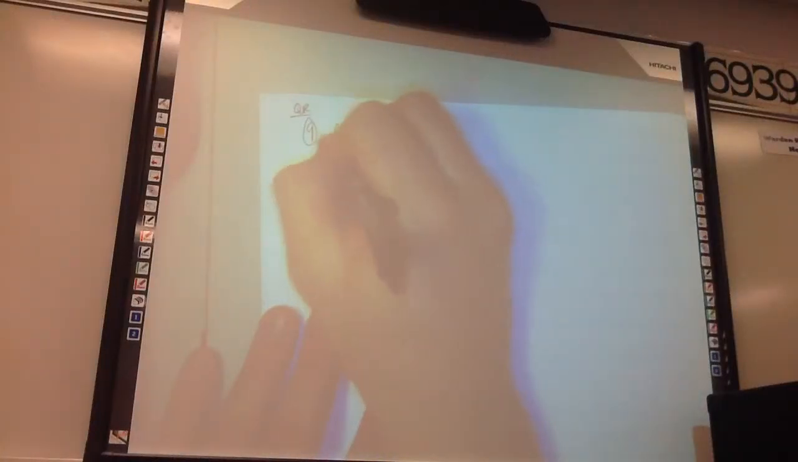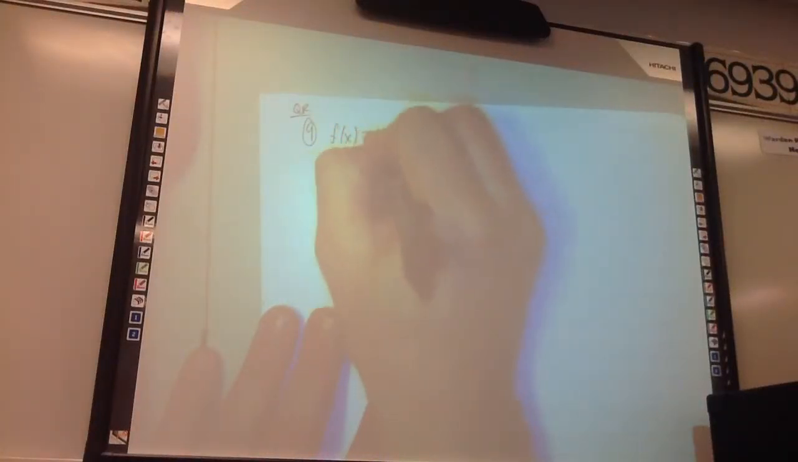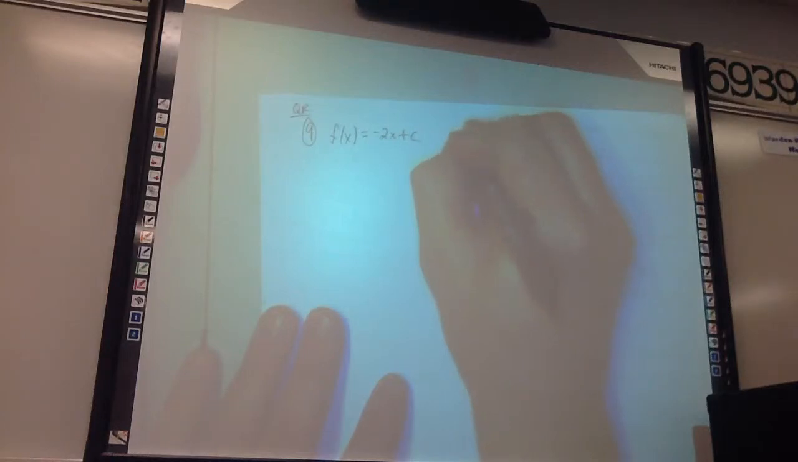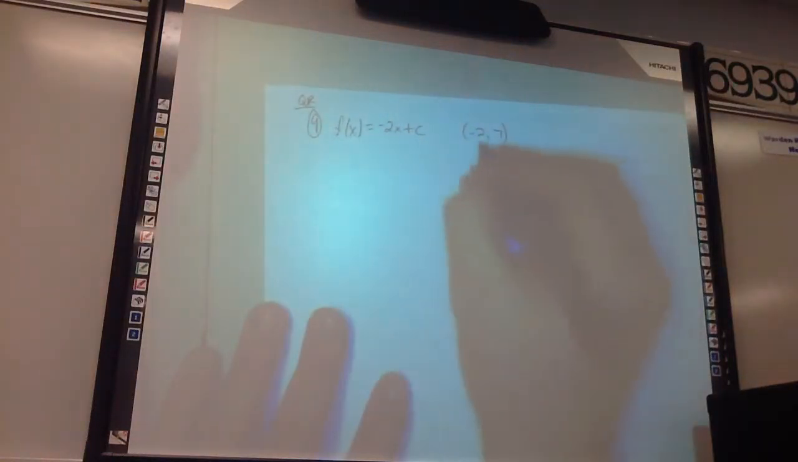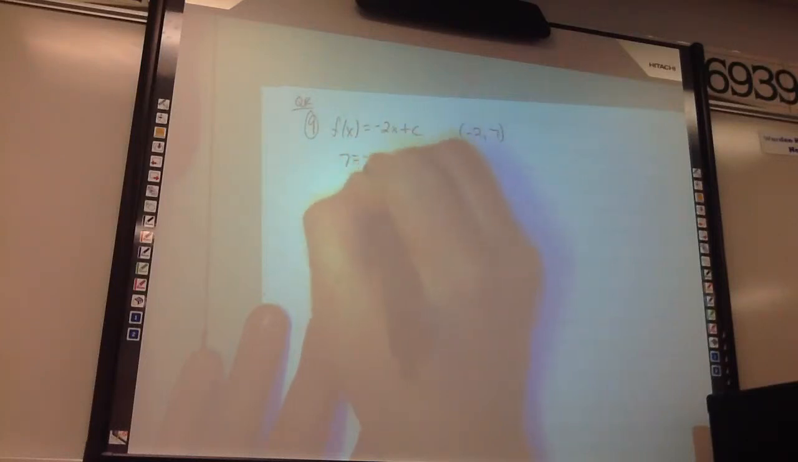It's supposed to be a quick review. It tells you it goes through (-2, 7). So what's C got to be? Plug in -2 and 7. 7 equals -2 times -2 plus C. That's 4. Subtract 4. C equals 3.